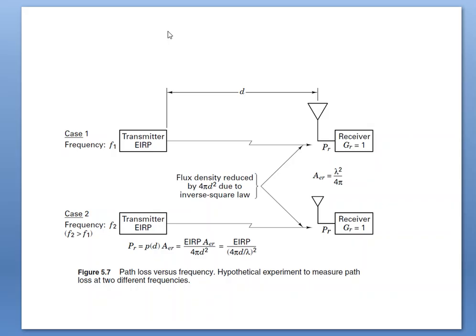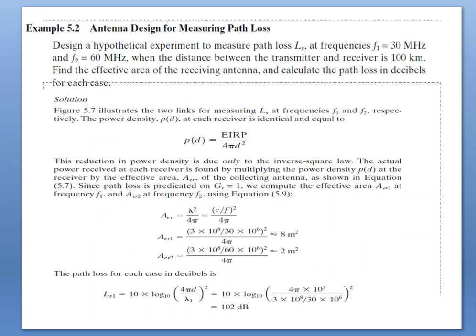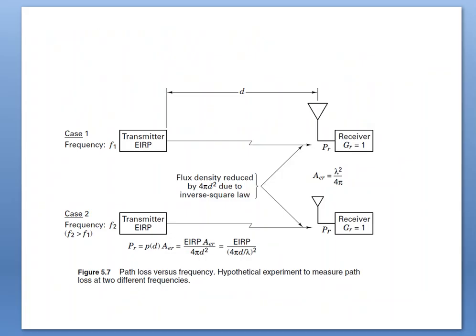And in case 2, f2 is greater than f1. Initially we take case 1 as 30 megahertz. For case 2, f2 is equal to 60 megahertz. Then f1 is less than the value of f2. In case number 1 we fix the value of f1, and in case number 2 we fix the value of f2 as 60 megahertz. Based upon all these parameters, we calculate the value of the receiving power. EIRP is multiplied by effective area whole divided by 4 pi d whole square.